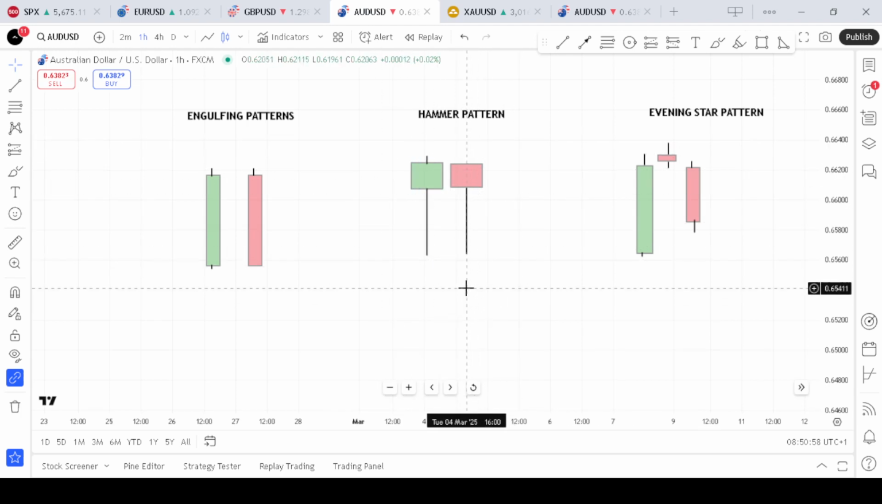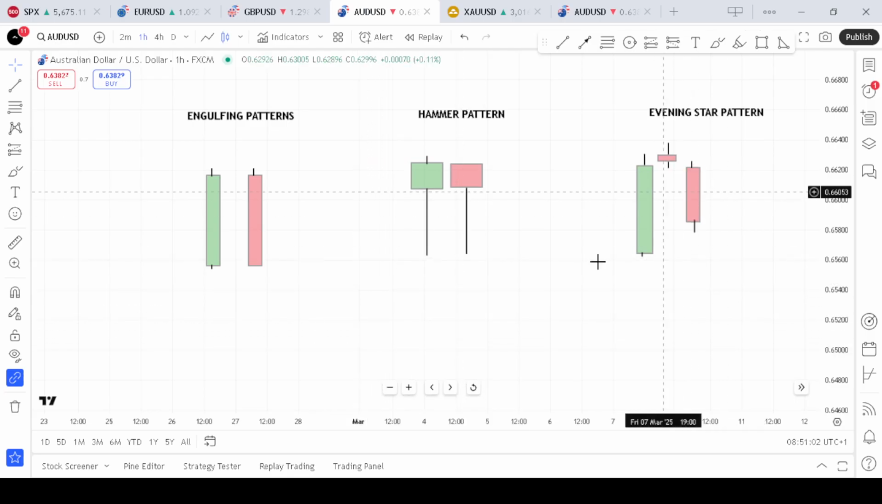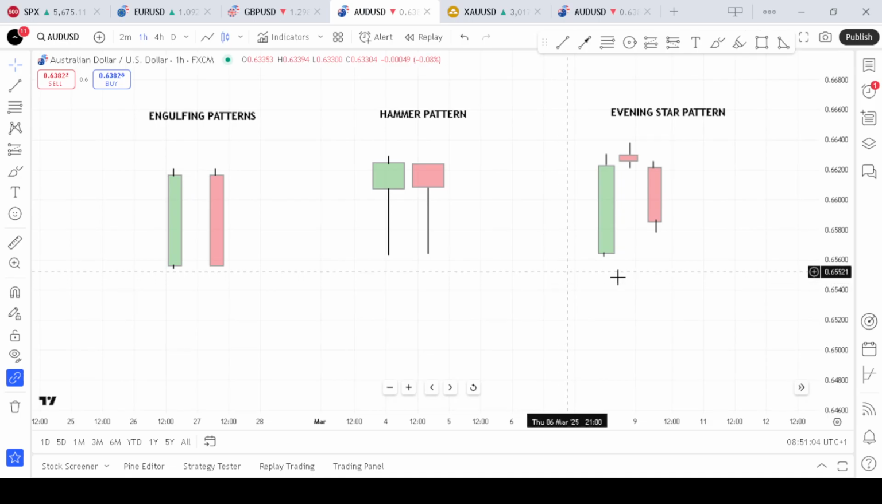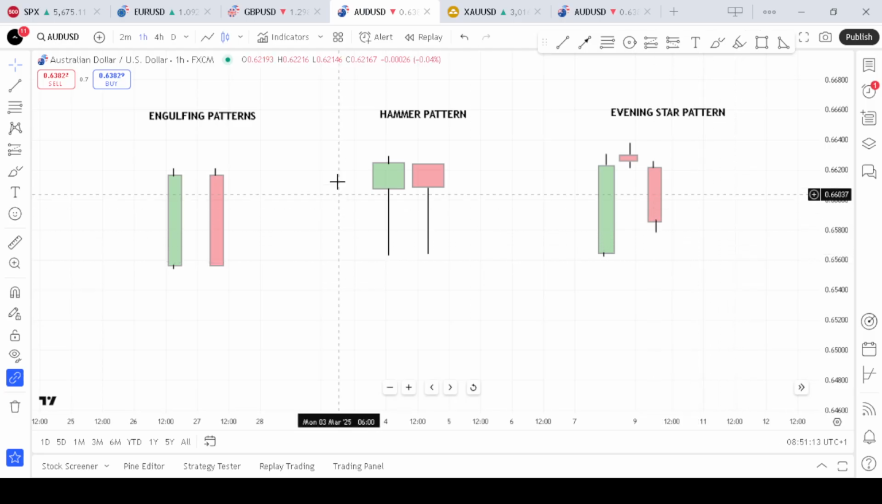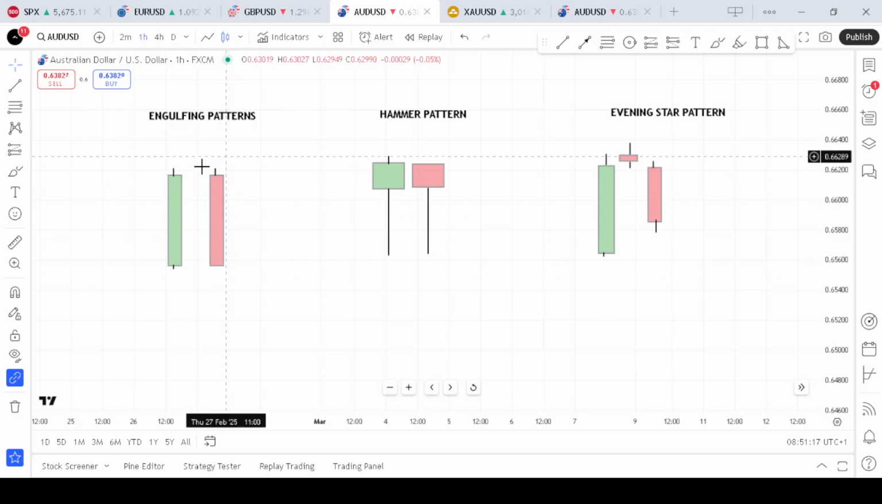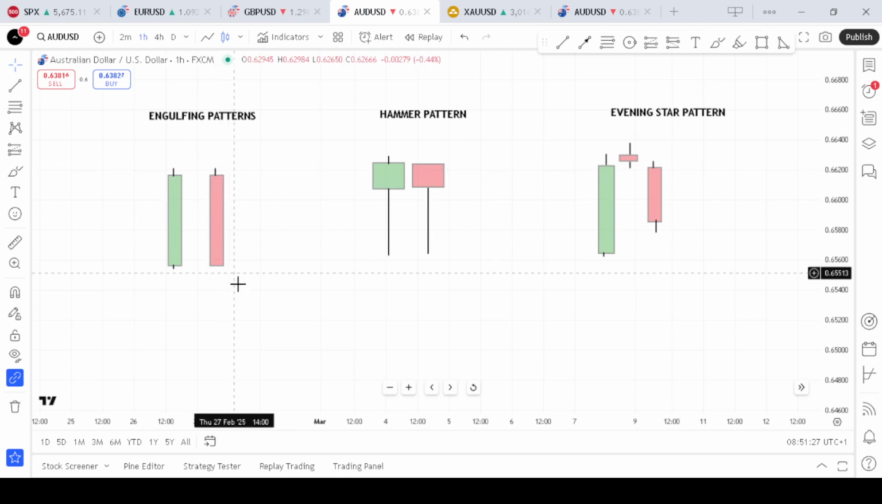Then we'll talk about the bearish pattern, suggesting a potential downtrend movement, and it also signals a reversal or continuation of the downtrend. We are looking at patterns such as the bearish engulfing. This is a bearish engulfing candlestick pattern, and this is the evening star. These are examples of bearish patterns, the evening star pattern and the bearish engulfing pattern.